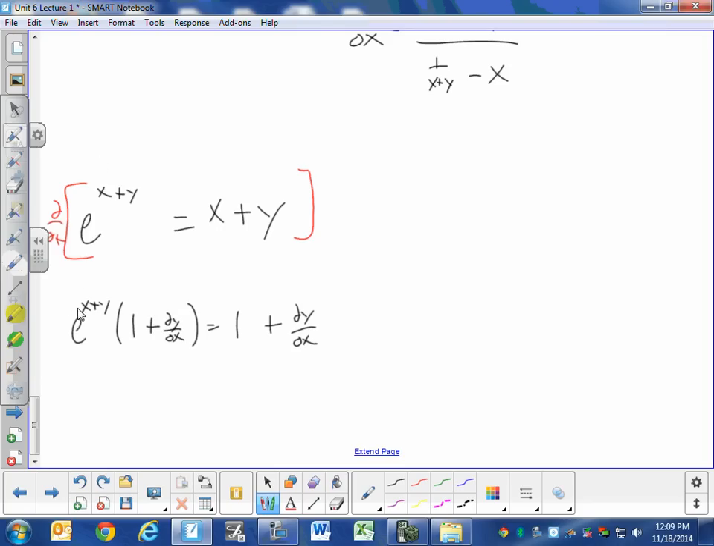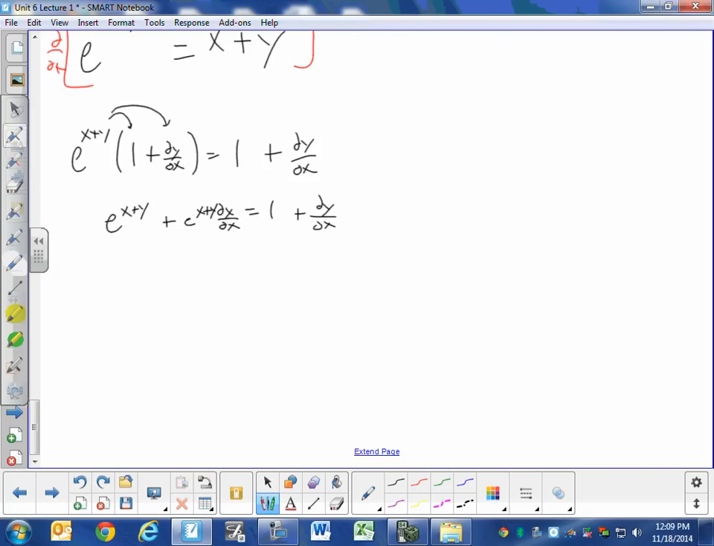Now, see these parentheses, the only way to really get rid of these, because I have dy/dx's on both sides, is to distribute. When I do that, I get e to the x plus y plus e to the x plus y times dy/dx, which is equal to 1 plus dy/dx. And then I can solve for dy/dx. I'll just do this all in one step. I'd get 1 minus e to the x plus y over e to the x plus y minus 1. Okay, so that would be it.